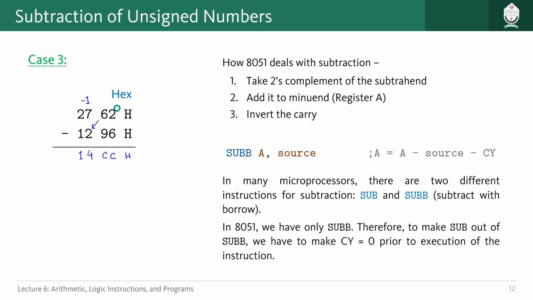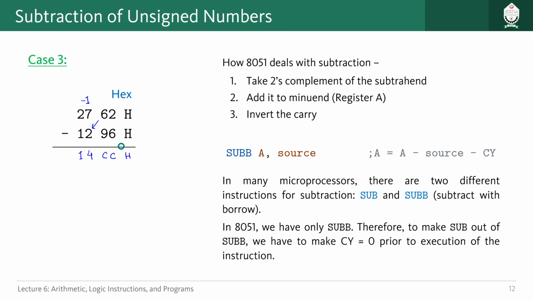So here also we are going to do the same thing. We are going to take the 2's complement of the subtrahend, then we are going to add with the minuend, and after adding everything, this is kind of new to you. So after doing the calculation, whatever the value we will have at the carry, automatically it will get inverted.